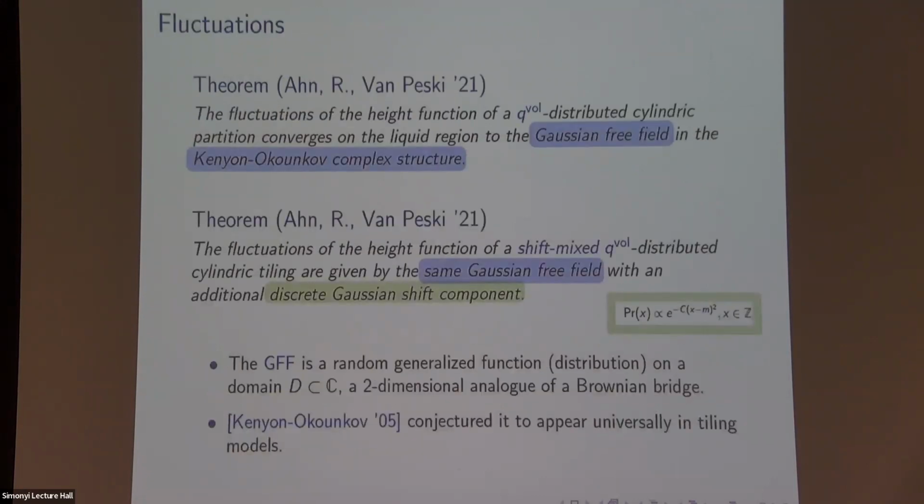Our main result is related to fluctuations. So what we did, we showed that in the case of q to the volume distributed cylindric partitions, the fluctuations of the height function converge to the Gaussian free field in the Kenyon-Okounkov complex structure. Don't worry, I will explain what this means. And in the setup of shift-mixed q to the volume measure, fluctuations converge to the same Gaussian free field, but with an additional discrete Gaussian shift component. And the goal for the rest of the talk is to clarify these two statements. So I'm going to explain what's written here.